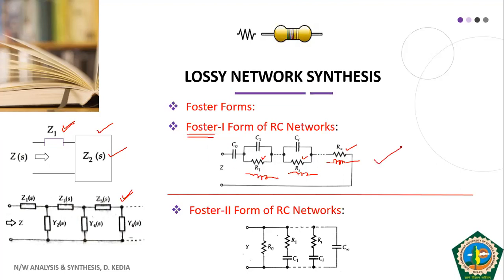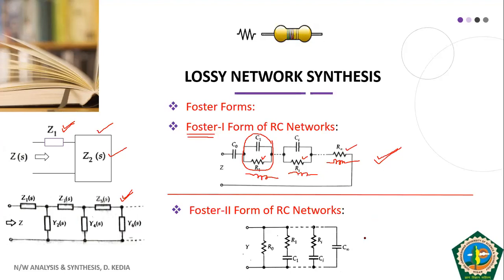This is the series representation. So in series we had all the elements in series, and this combination was earlier a parallel combination of L and C. Now it is a parallel combination of R and C. So this is how your Foster 1 form of RC networks looks like. So students, please correlate this RC network of Foster 1 form with your LC network of Foster 1 form.